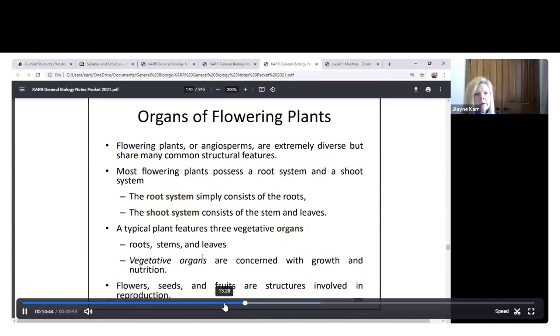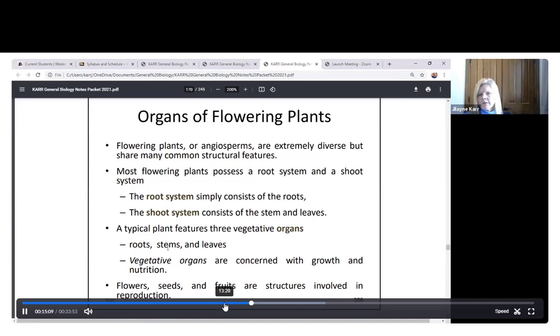So when you look at flowering plants, they all have a root, they have a stem, and leaves, which make up the shoot. So this is above the ground, the root system is below the ground. And then we have these other parts that we're going to talk about. Sometimes the roots are modified into different structures called stems, which are called tubers and corms.